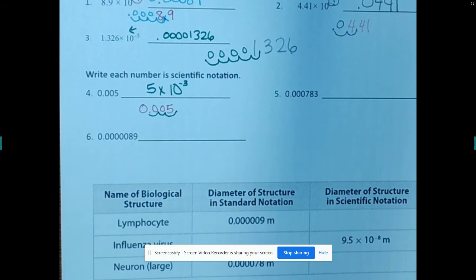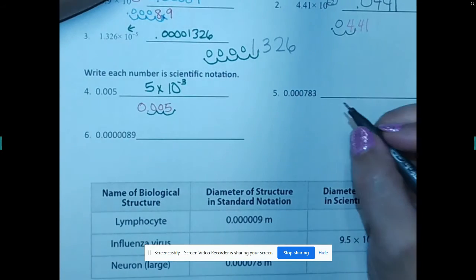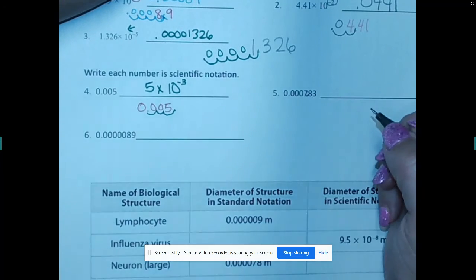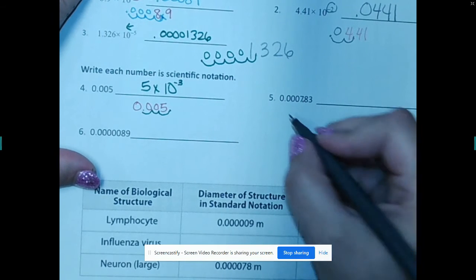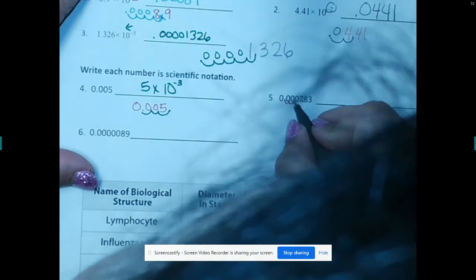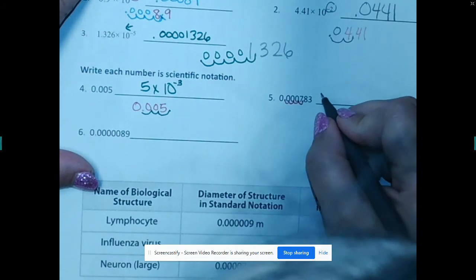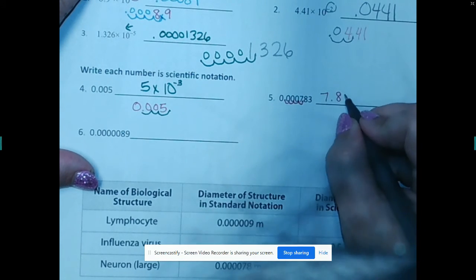All right, the next one. Where do I want the decimal to be? Right past the 7. And remember, that's because I only want one number before the decimal. Okay? How many hops? 1, 2, 3, 4. So it's 7.83 times 10 to the negative.